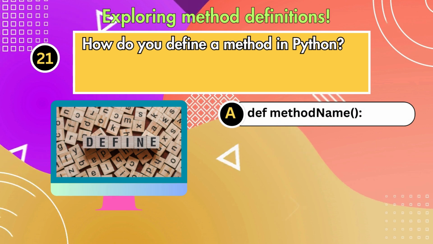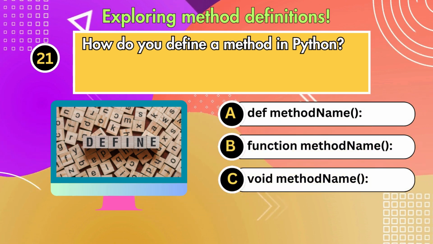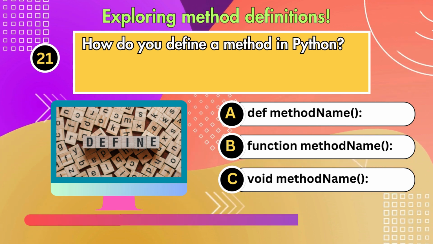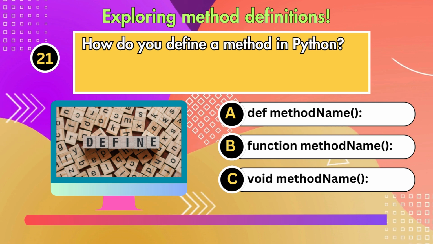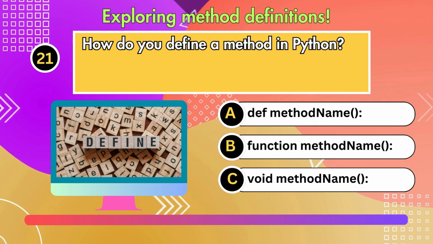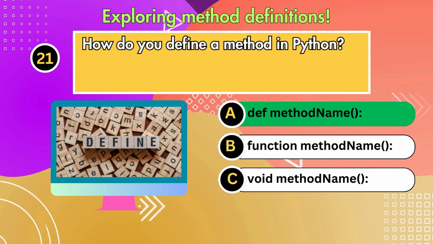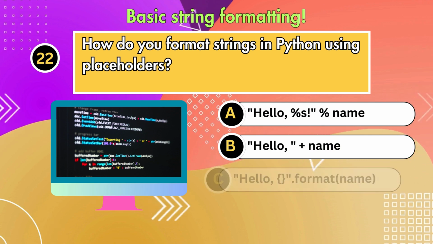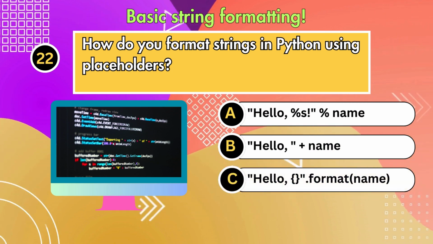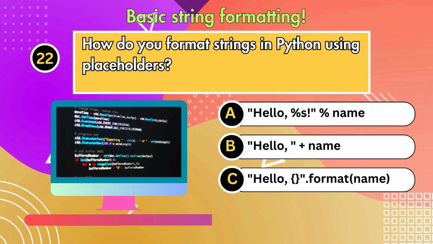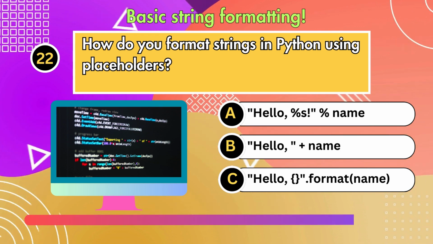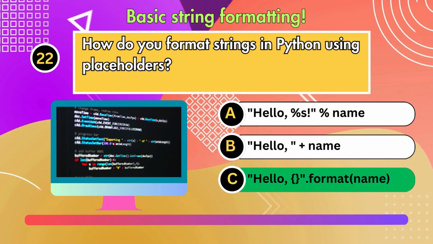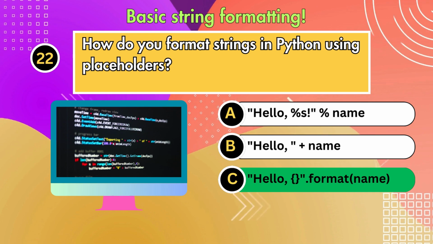How do you define a method in Python? Answer is array2. How do you format strings in Python using placeholders? Answer is "Hello {}".format(name).